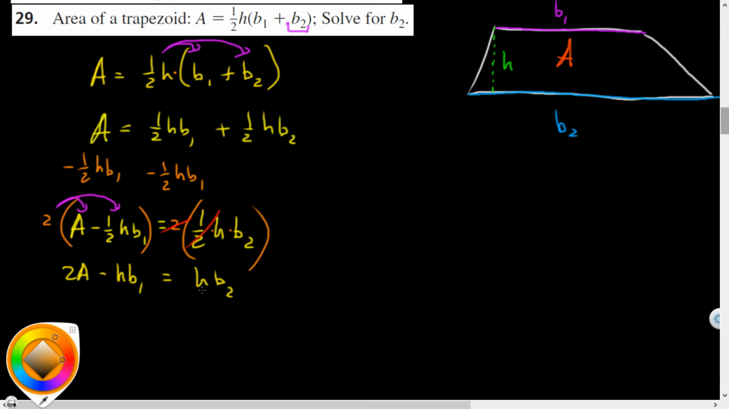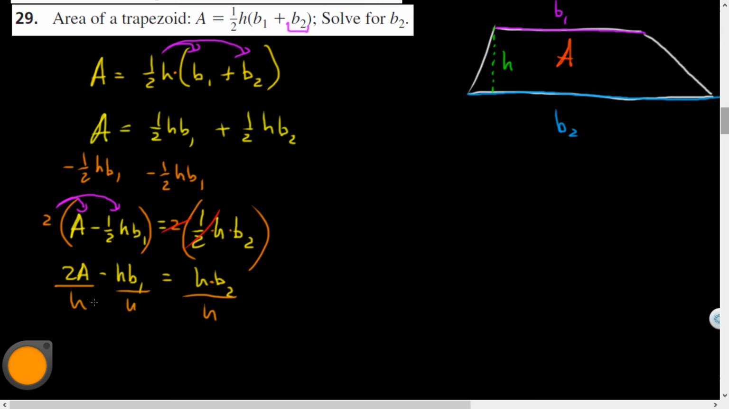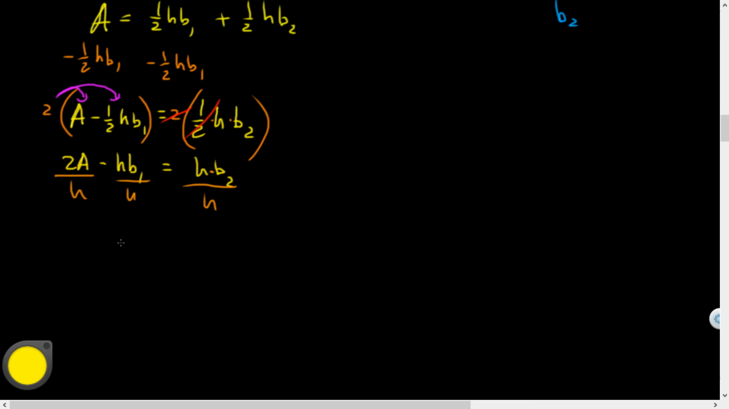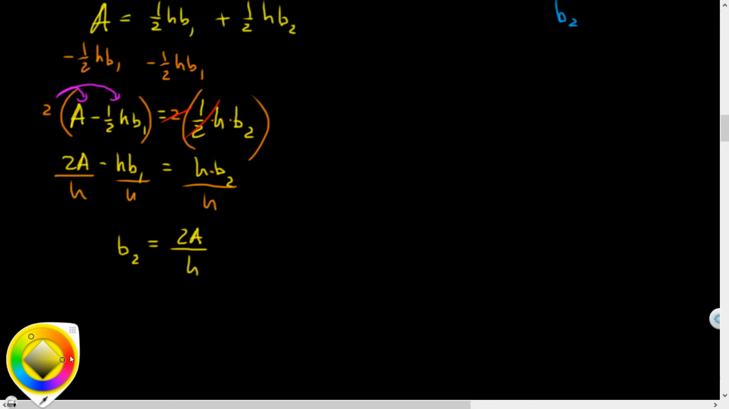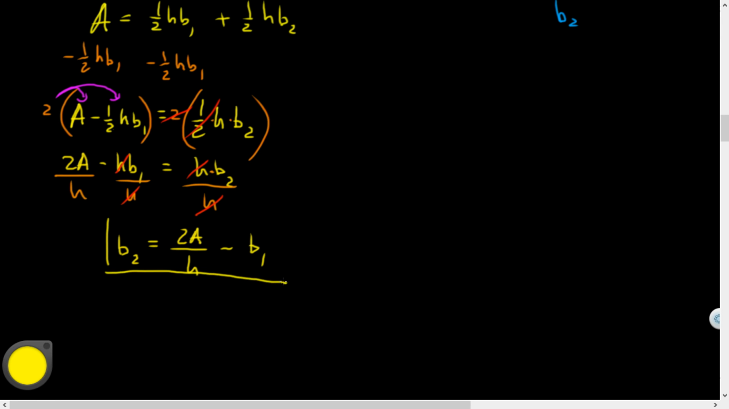All right, I've almost got B2 by itself. It's being multiplied by h, so I'm going to divide each term by h. Base 2 is equal to 2a over h, minus base 1. Base 2 is in fact by itself. And also check out this fraction. Can I reduce anything here? So this is just going to be minus base 1. There we go.